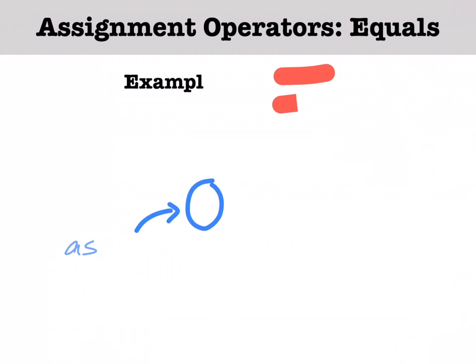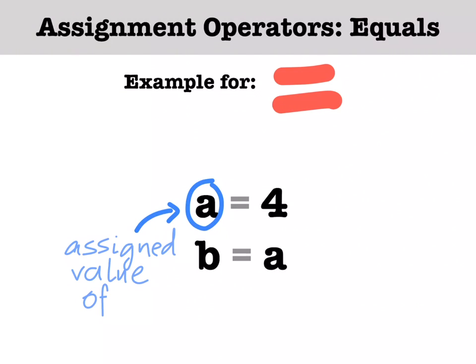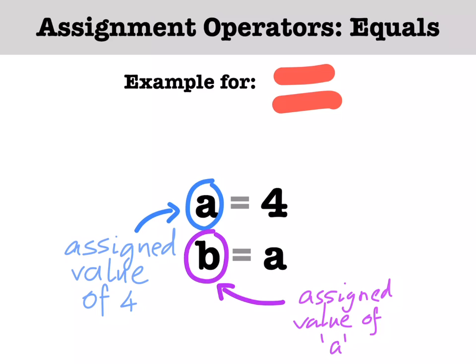Here is an example for the equal sign. The variable a is assigned a value of 4. The variable b has been assigned the value of a, which means that the variable b also has a value of 4.